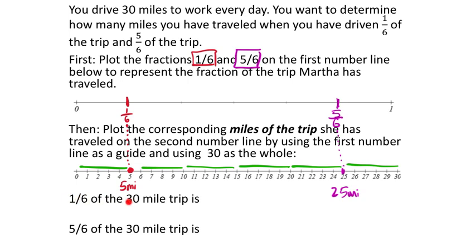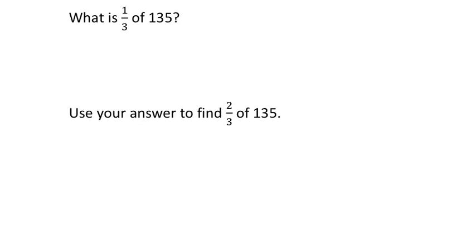So 1/6 of the 30-mile trip, we already know that was the 5 miles. And then 5/6 of the 30-mile trip, well, that was the 25 miles. Now, again, you could have used the 1/6 to figure this out. 1/6 is 5 miles. 5 of those 5 miles would be 25 miles. Doesn't matter. We still use the graph, even though they didn't line up so well, but we still hopefully understand how to get that. All right, what is 1/3 of 135?